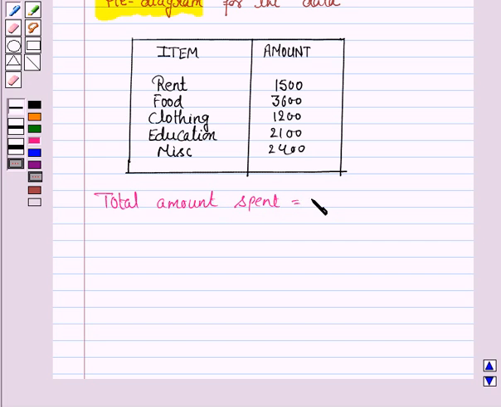is equal to ₹1500 plus 3600 plus 1200 plus 2100 plus 2400, and the total comes out to be ₹10,800. Now we find the central angle for each item.